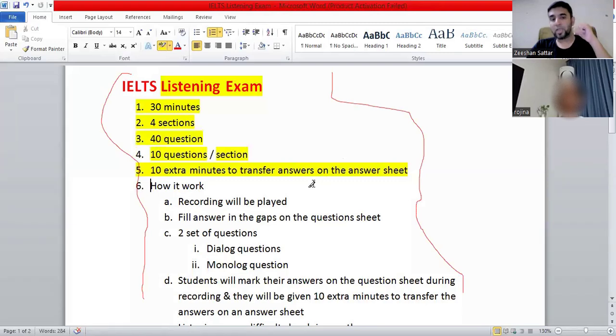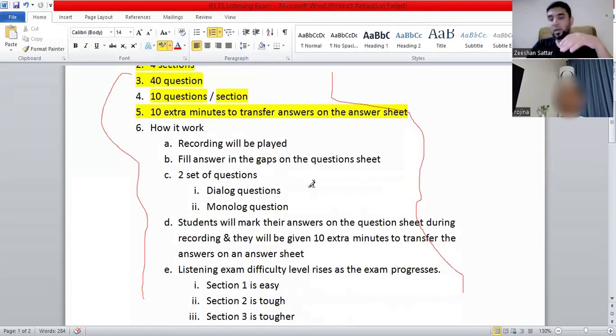How it works, how the exam goes, how it progresses. The progression of the exam is in this way: a recording is played by the examiner, and the recording is played once. If somebody could not answer a specific question, he cannot request the examiner to recall, rewind, go back, or replay the recording. There is no option like that. The recording is played once only, and there is no certainty about any repetition. The student has to go for the answers in one-time recording.